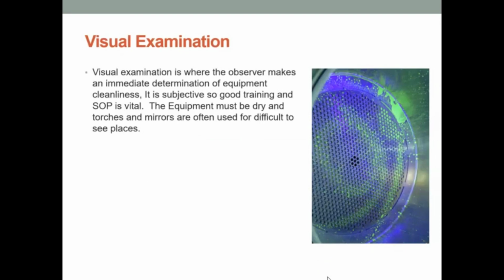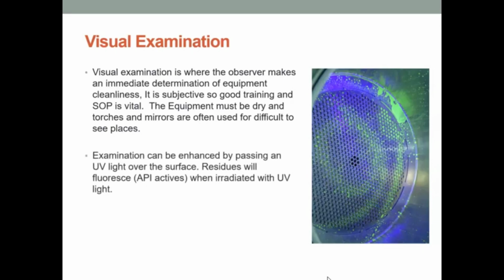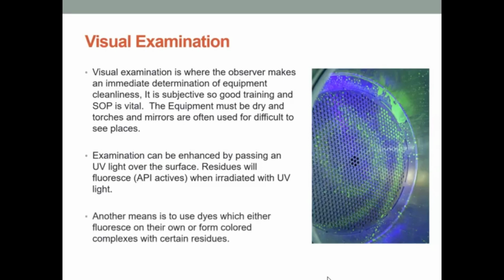Visual examination. Visual examination is where the observer makes an immediate determination of equipment cleanliness. It is subjective, so good training and SOP is vital. The equipment must be dry in order to see residues better, and torches and mirrors are often used for difficult to see places. Examination can be enhanced by passing a UV light over the surface. Residues will fluoresce for API actives in certain cases when irradiated with UV light. Another means is to use dyes, so these either fluoresce on their own or form coloured complexes with certain residues.